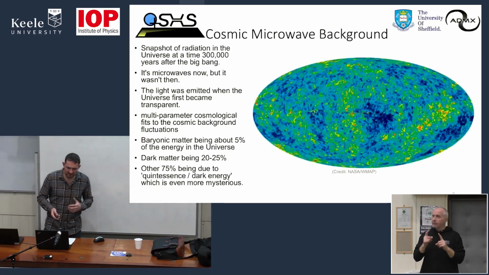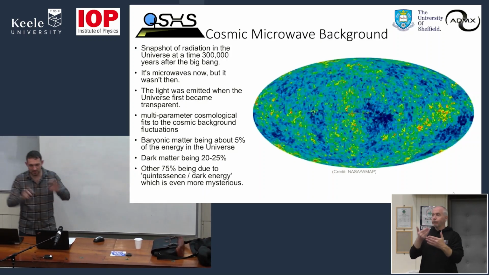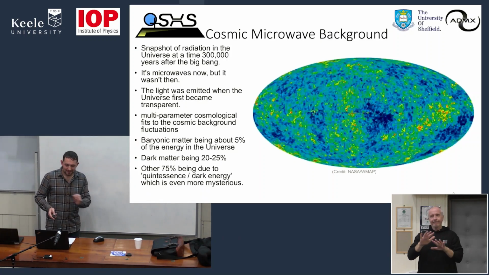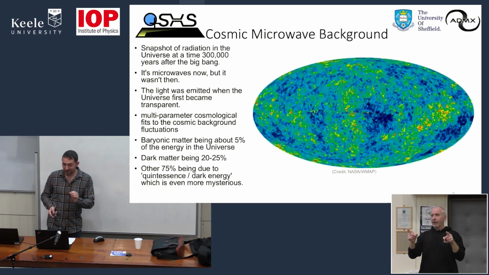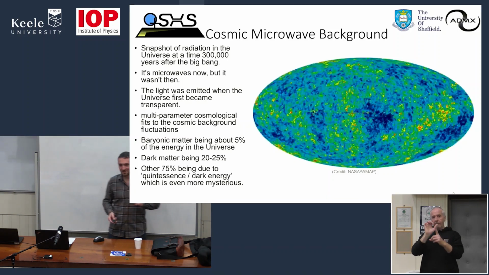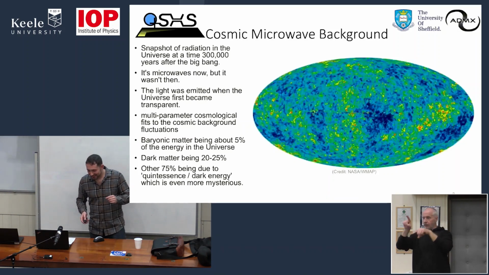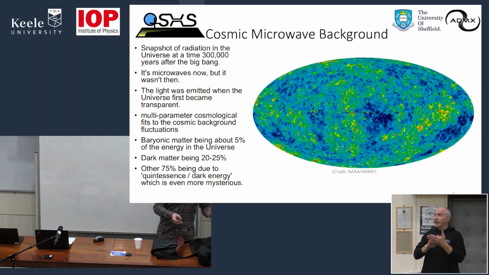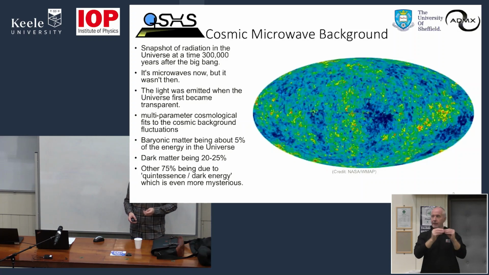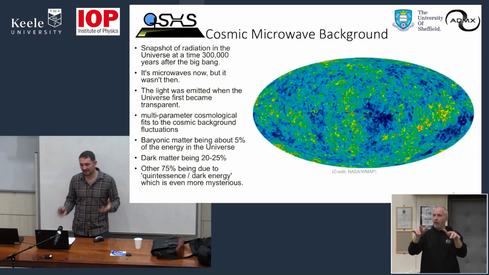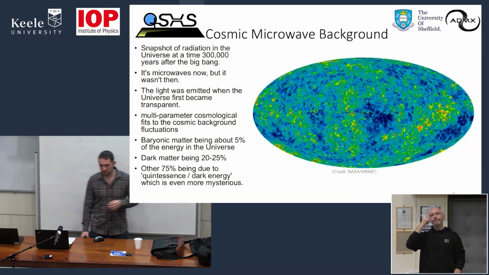Now, this is where it gets really complicated, and I don't want any questions on this particular bit, because the words that are about to come out of my mouth won't make a lot of sense. What we do is a multi-parameter cosmological fit of the background fluctuations. Yep, exactly. But basically what this boils down to is we've fitted some simulation to it essentially, and the parameters that have fallen out give us an idea of how much matter is within the universe.